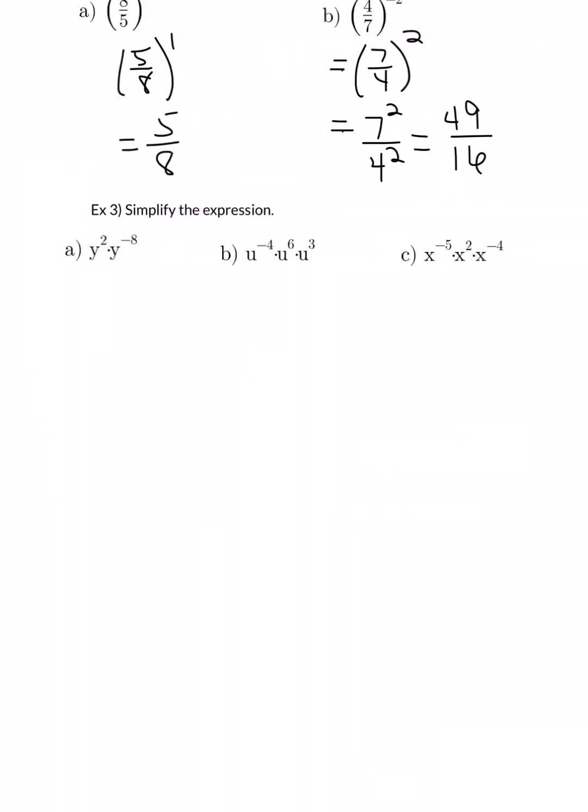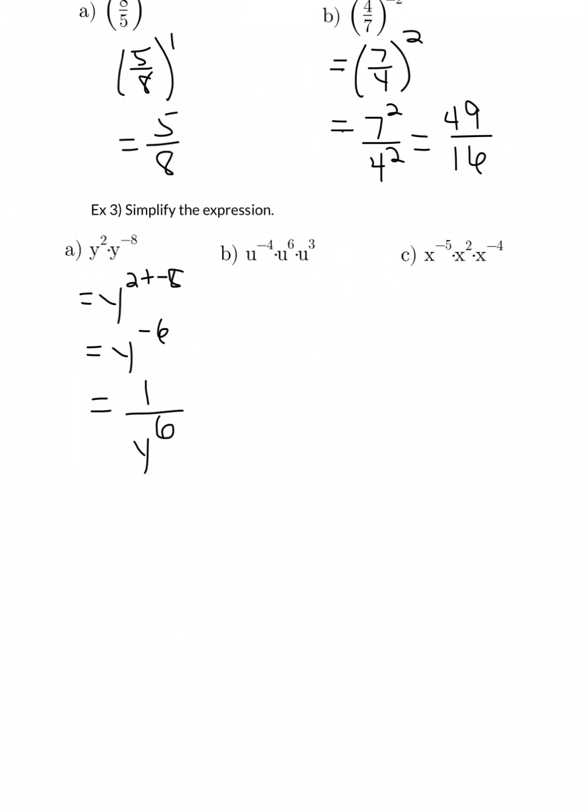Example 3 says to simplify the expression. Each of these problems has common bases that are being multiplied, so each of these problems is using the product rule. On A, where we have y squared times y to the negative 8, the product rule means we would do y to the 2 plus negative 8. But that equals y to the negative 6. We generally write our answers with positive exponents, so this would become 1 over y to the positive 6.